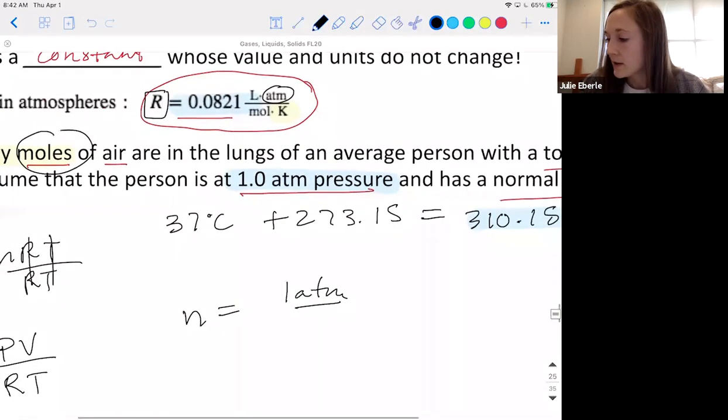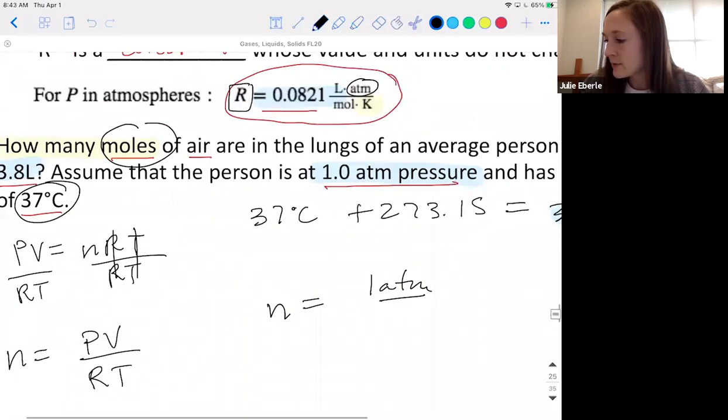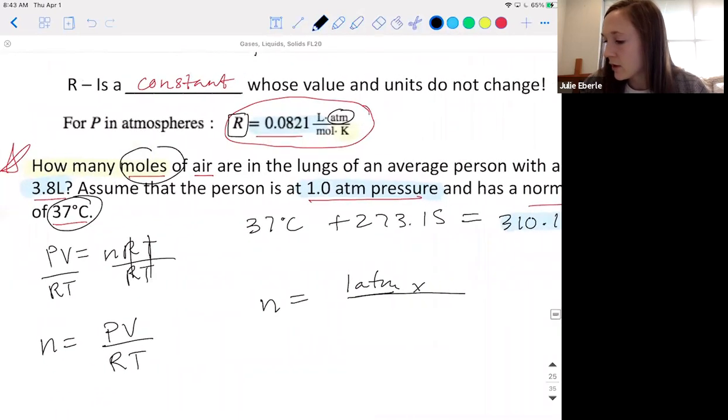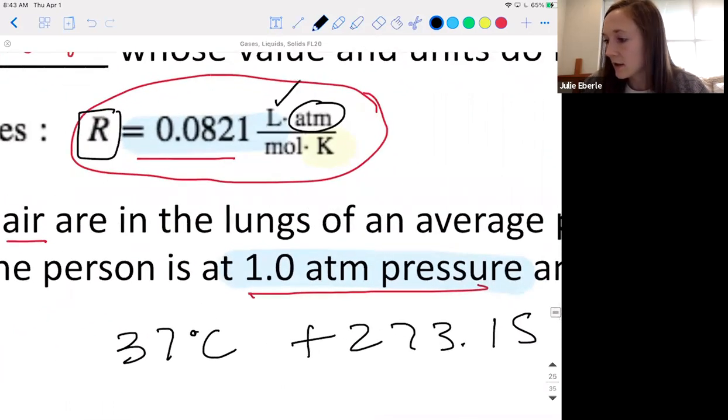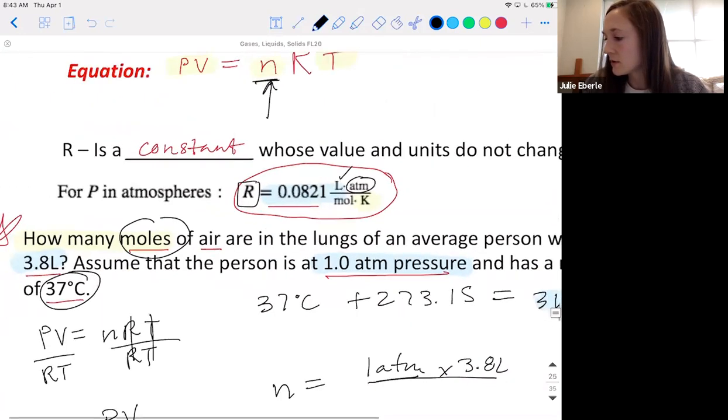All right. So what is my problem to me? P times V. In the top here, I've got P times V. So my volume is 3.8 liters. Hold on, is liters what we need? Or do we need to convert to another unit of volume? Well, look at R. Liters is good. We got liters in R, so liters is fine.